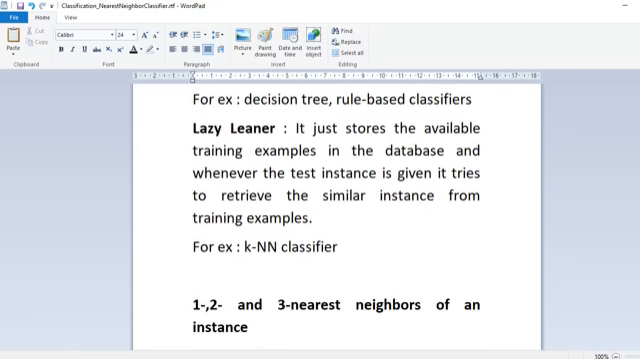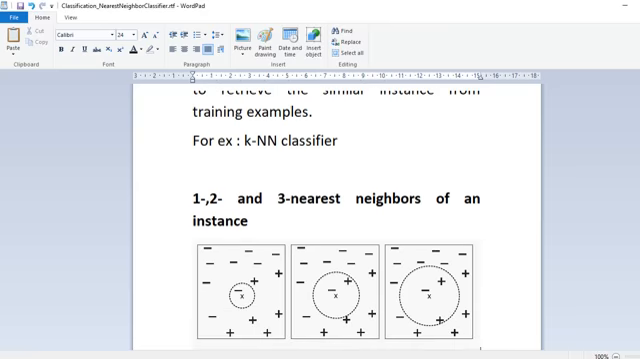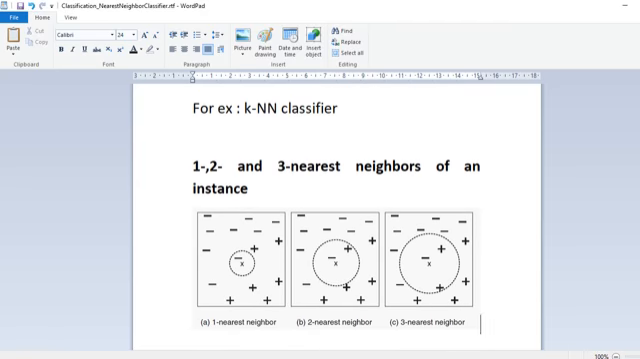Next we will see an example for the k nearest neighbors of an instance. Here they have given an example of 1, 2, 3 nearest neighbors of an instance. Suppose we have a two class problem with positive examples and negative examples. If an instance marked by x is given, and you consider the one nearest neighbor, a negative example is very near to this in terms of the distance.